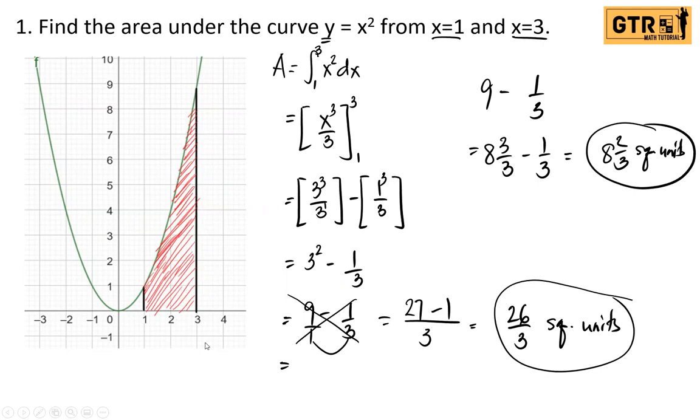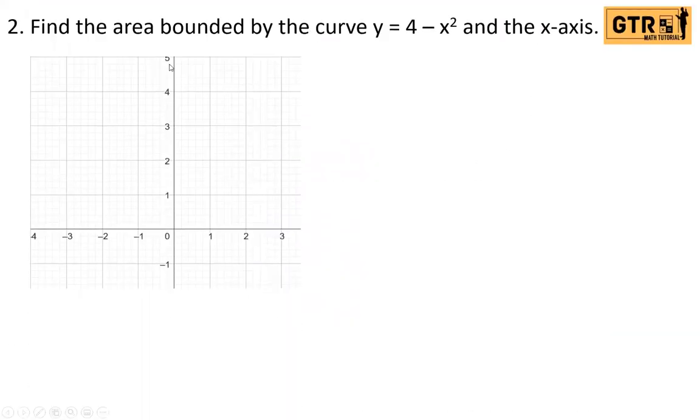Okay, so next, number 2. Find the area bounded by the curve y equals 4 minus x squared and the x-axis. Okay, so the x-axis and y equals 4 minus x squared. So we need to draw this, y equals 4 minus x squared.